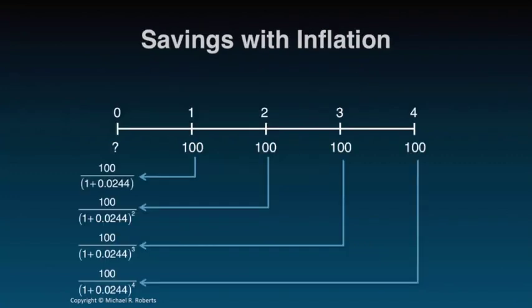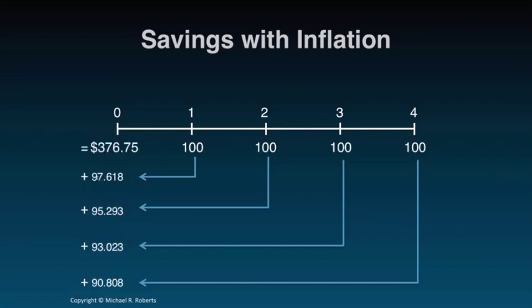So let's try discounting our cash flows now by the real rate of return, RR, which we just showed was equal to 2.44%. The discounting proceeds mechanically in the exact same way as before, only now I'm using the real rate instead of the nominal rate. And if we do a little bit of arithmetic, we get the present values of all of these future cash flows, we add them up, and we get a value of 376.75.